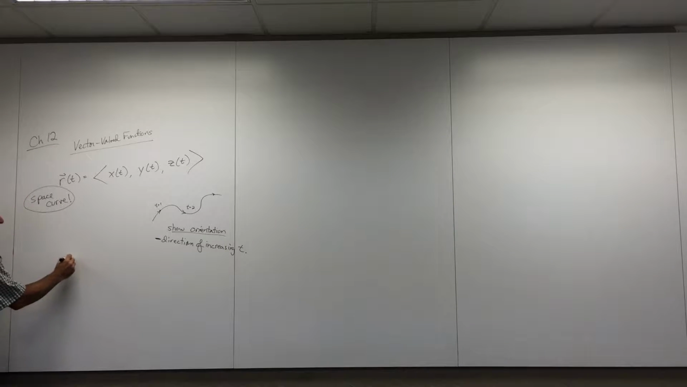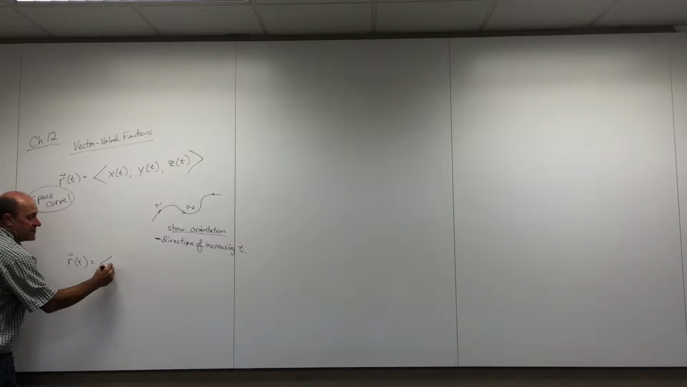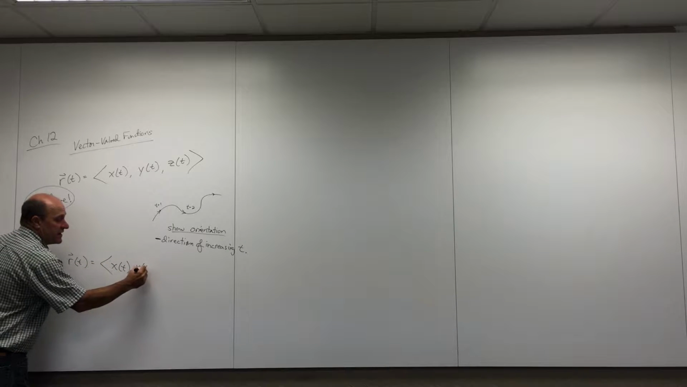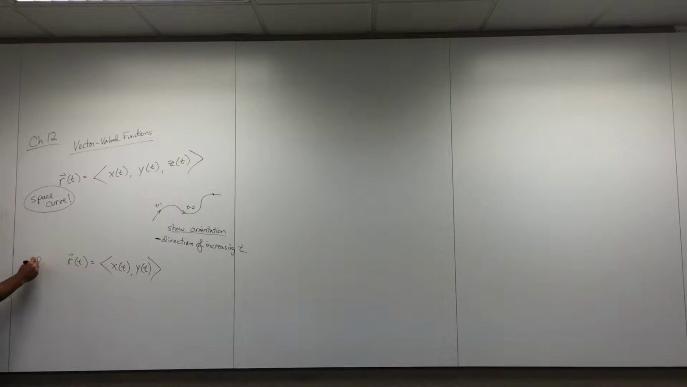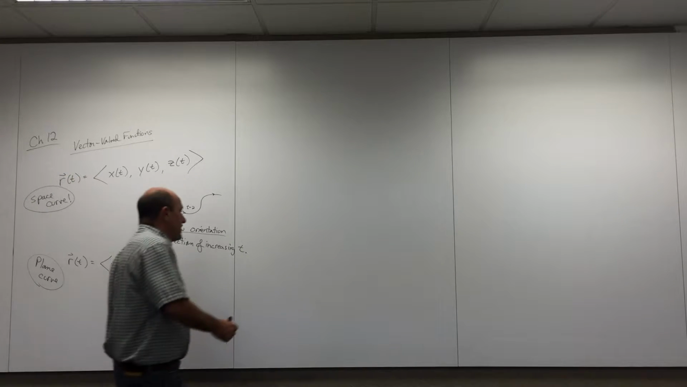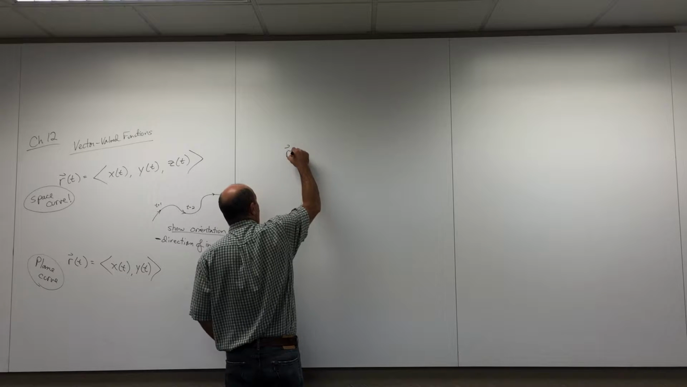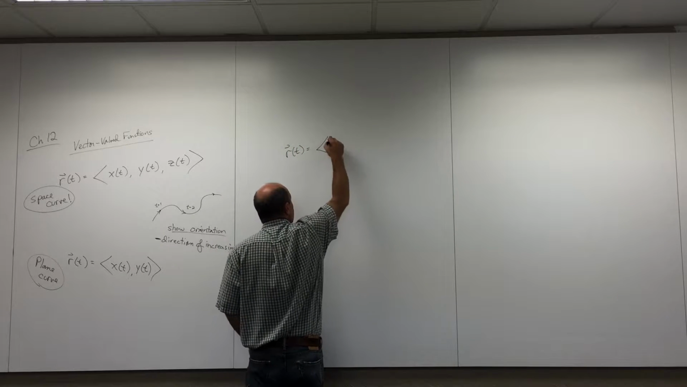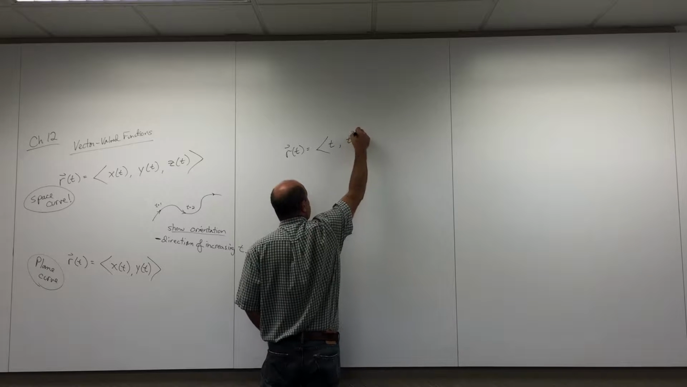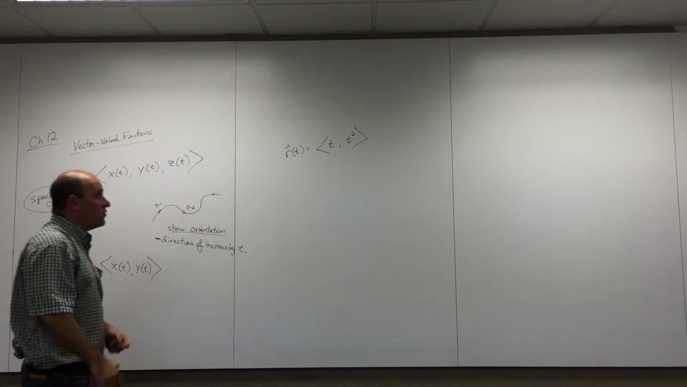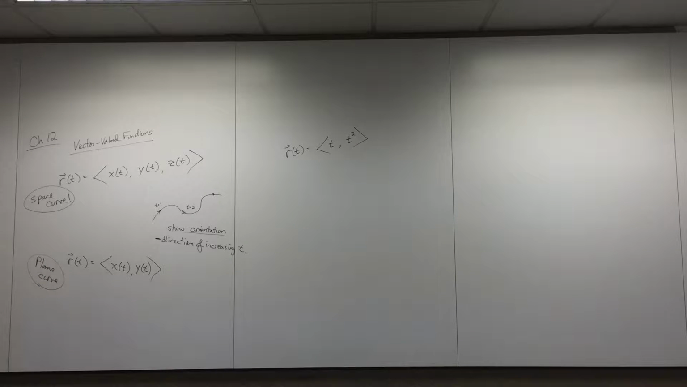If it is a 2-dimensional curve, then it's just in the xy plane. It's x of t, comma, y of t. Then the terminology is plane curve instead of space curve, because it's in 2 dimensions. Of course, it's much easier to draw and analyze in 2 dimensions; the 3-dimensional stuff is a little trickier. So let's do a good example of a plane curve. Here's a classic example: r of t is t, comma, t squared. So it's a 2-dimensional vector valued function.